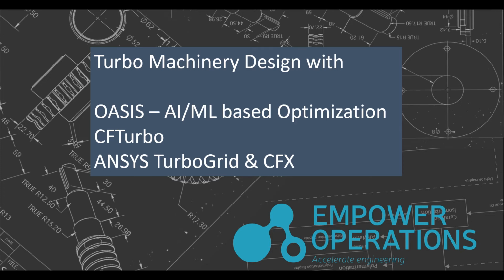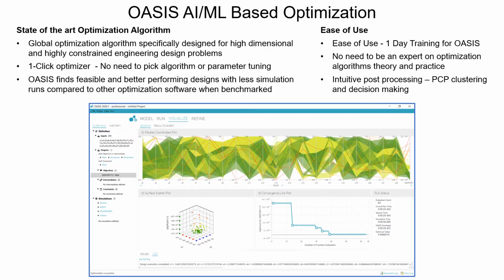Today's topic is turbomachinery design with OASIS, CFTurbo, ANSYS TurboGrid and CFX. We praise OASIS for its state-of-the-art AI machine learning-based optimization algorithm and ease of use. OASIS has a one-click optimizer which is designed for high-dimensional and highly constrained engineering problems. There is no algorithm selection or parameter tuning. OASIS finds feasible and better performing designs with fewer simulation runs compared to other optimization software when benchmarked.